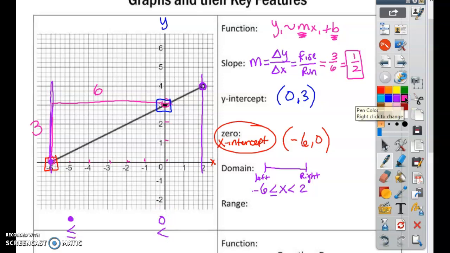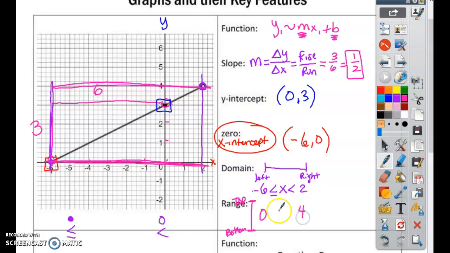Okay? And then the range goes from the bottom to the top. So this one, the lowest that it goes is right here at 0. The highest that it goes is at 4. So it goes 0 to 4. It's the y. Range is the y. At 0, there is a closed circle. So it has a line underneath. And at 4, up here at the top, it's an open circle. So it does not have a line underneath.